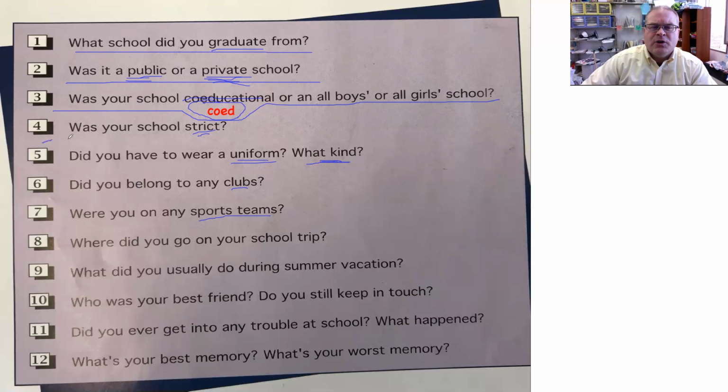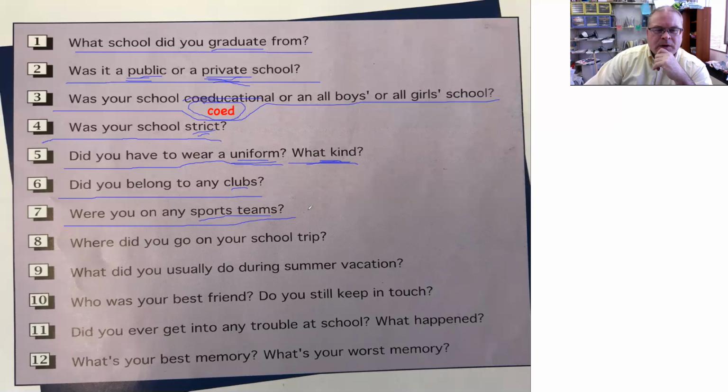Number 4, again please. Was your school strict? Go ahead. Did you have to wear a uniform? Go ahead. What kind? Did you belong to any clubs? Go ahead. Were you on any sports teams? Okay, good, good. Now, please remember, if you have any questions not understanding this, line me anytime.